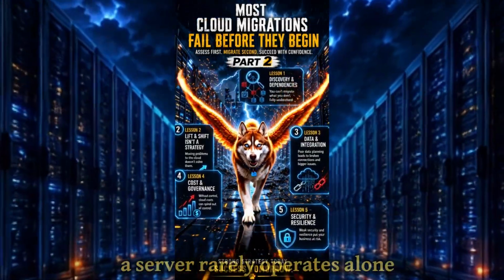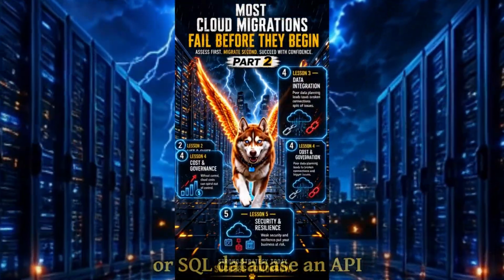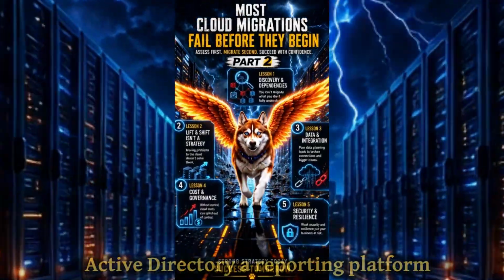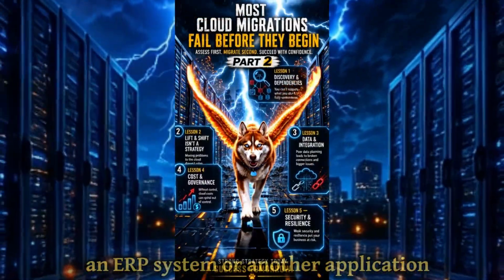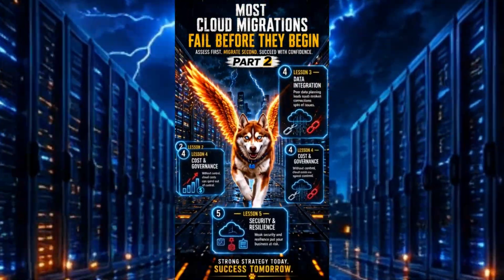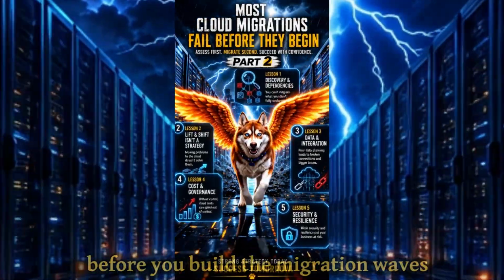A server rarely operates alone. Behind that application could be an Oracle or SQL database, an API, Active Directory, a reporting platform, an ERP system, or another application exchanging data every few seconds. Your assessment has to identify those connections before you build the migration waves.